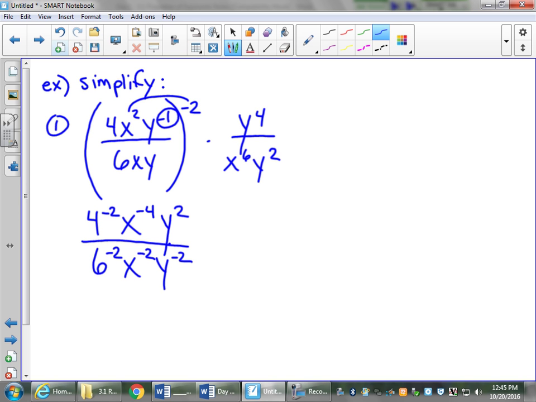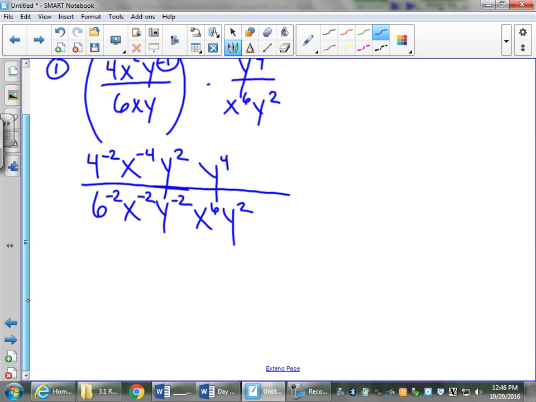In a problem where you have 2 separate fractions, you can really just turn it into one big fraction where everything in the numerator is being multiplied and everything in the denominator is being multiplied. So I can just multiply by that y to the fourth up top and the x to the sixth, y to the second on the bottom. So I just brought it into the other fraction. So step 1's done. I distributed. If we refer to the process, step 2 is move anything with a negative exponent.